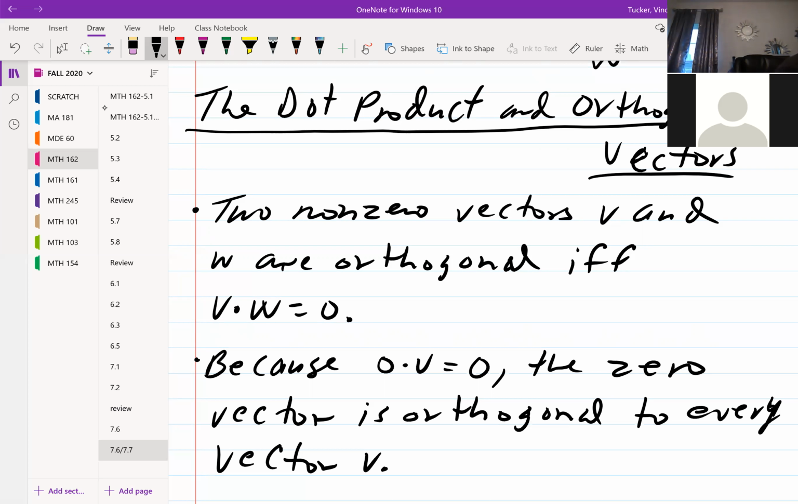Are we going to do this vector projection to V? All right, yep, we'll do that.